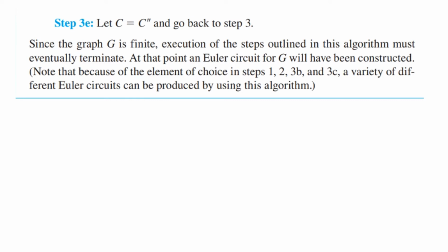Since the graph is finite, execution of the steps outlined in this algorithm must eventually terminate. At that point, an Euler circuit for G will have been constructed via this technique. Depending on where you start, different Euler circuits can be produced, but you can verify that this will in fact produce a circuit.